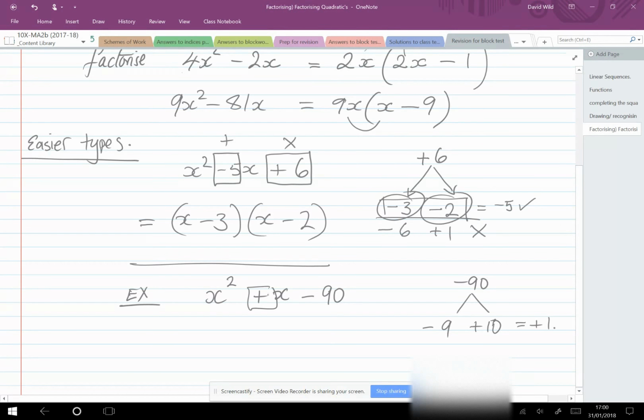Okay, and that plus 1 is here, this plus 1x. So this must be two brackets, x there, take this number, put it there, take the other number, put it there.